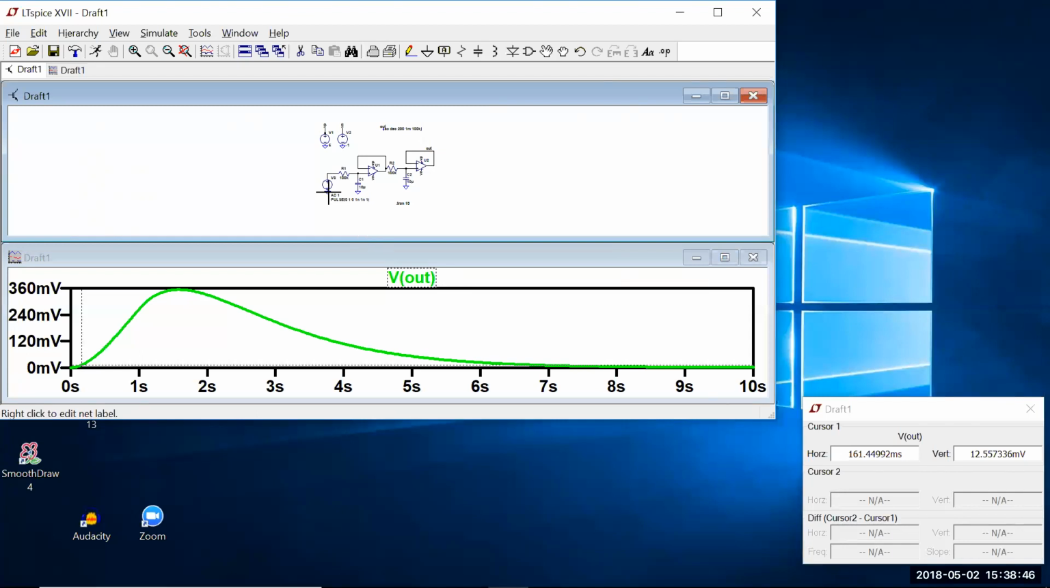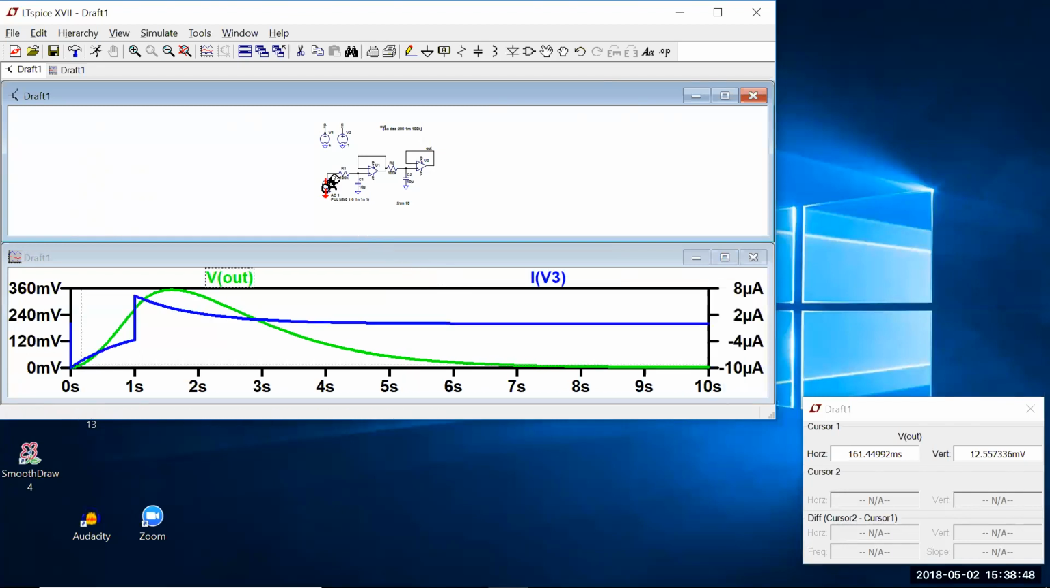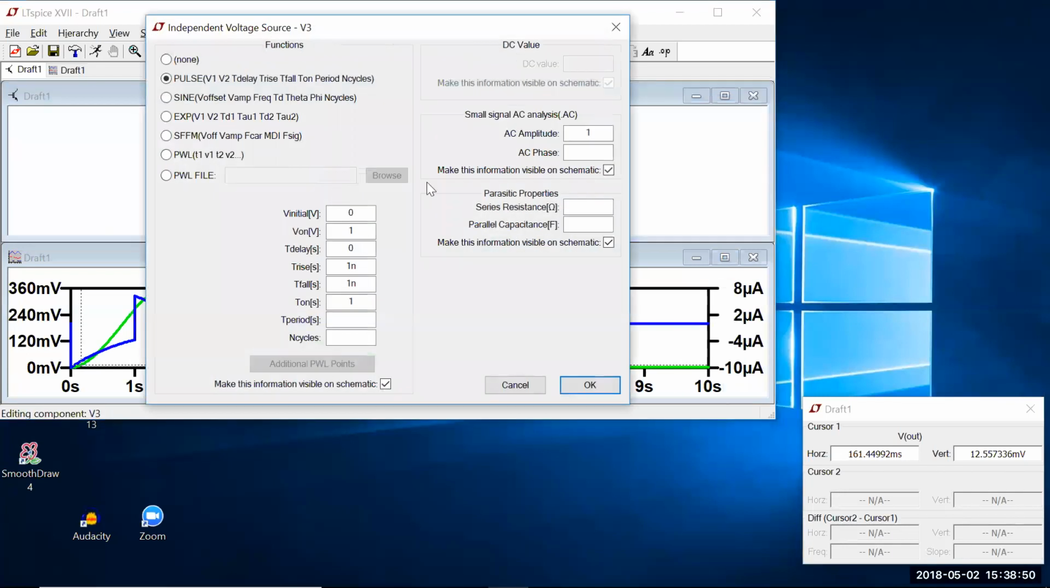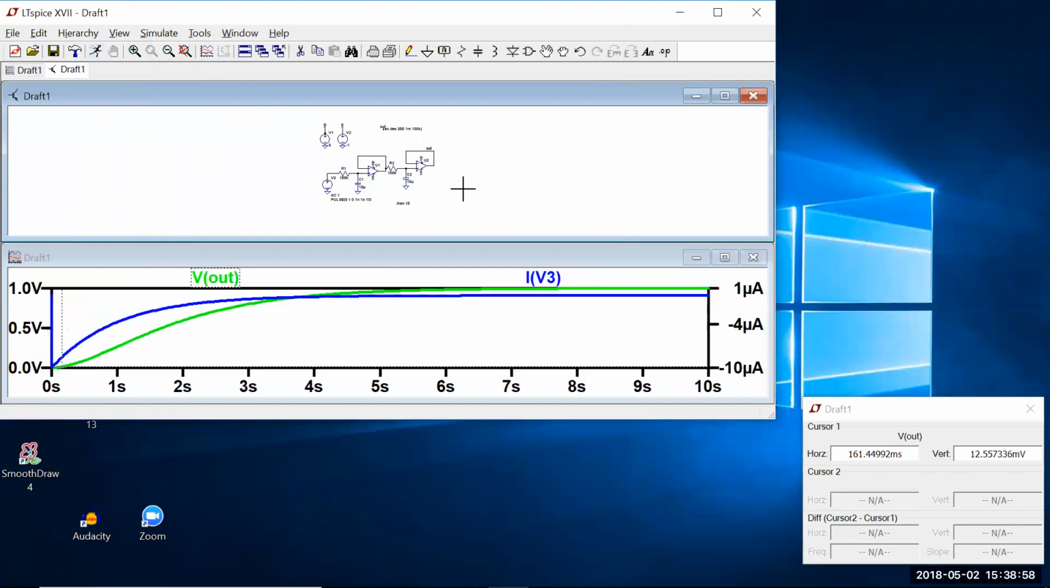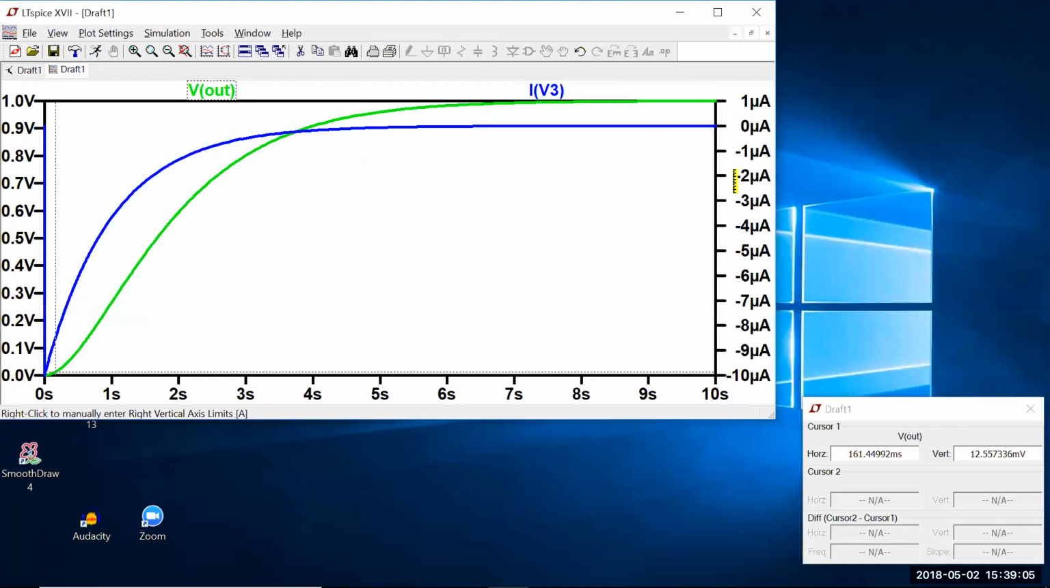Oh, my bad. So therefore I should have left the voltage supply on for 10 seconds. Oh, all right.